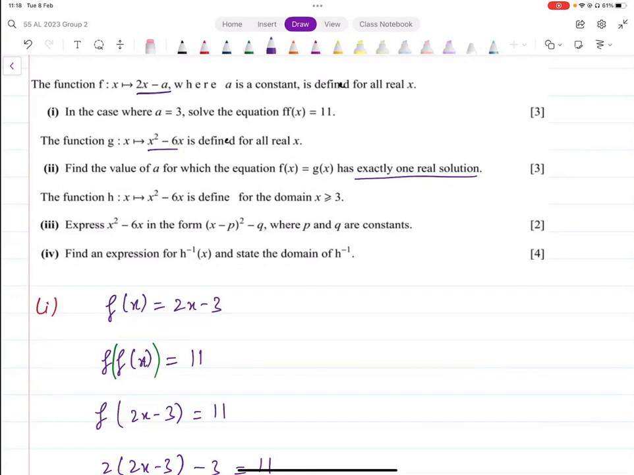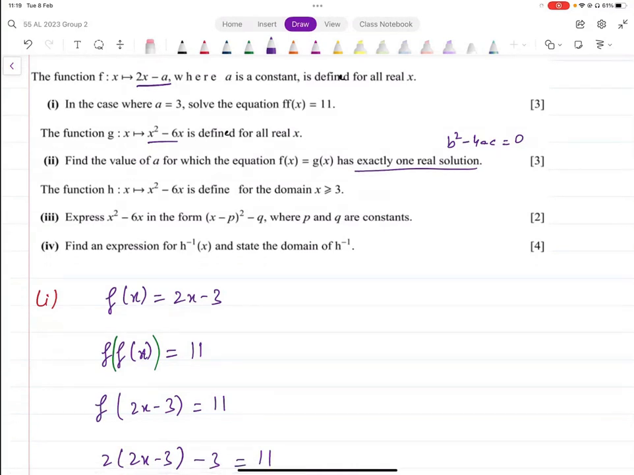b squared minus 4ac, the discriminant, is equal to 0. Remember, it has three cases: greater than 0, equal to 0, less than 0. When we have one real solution, that means b squared minus 4ac should be equal to 0. So that's what we have here.